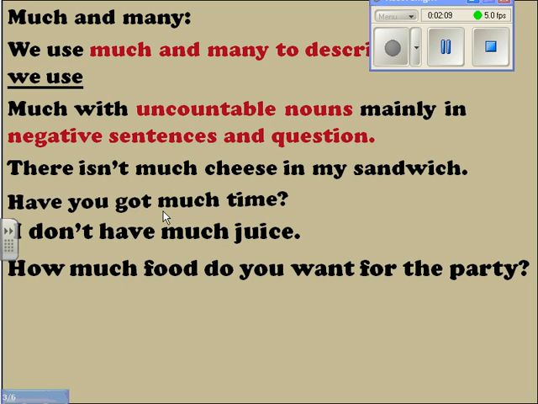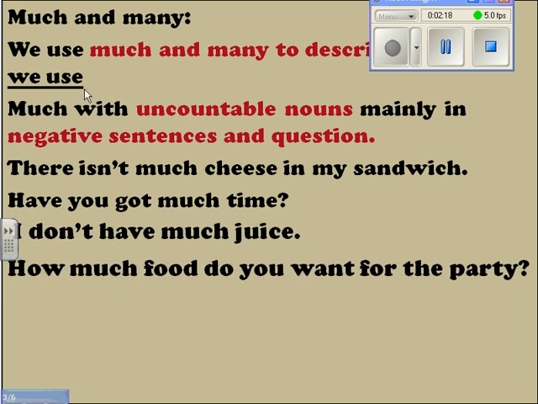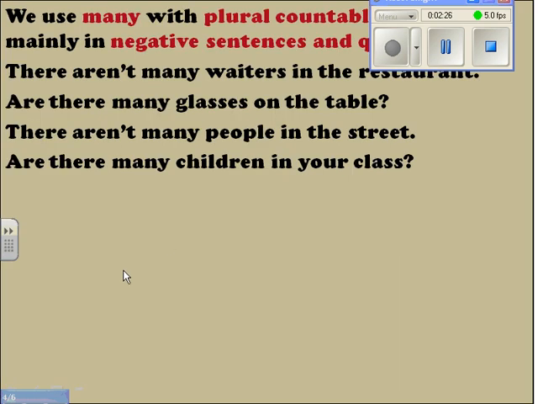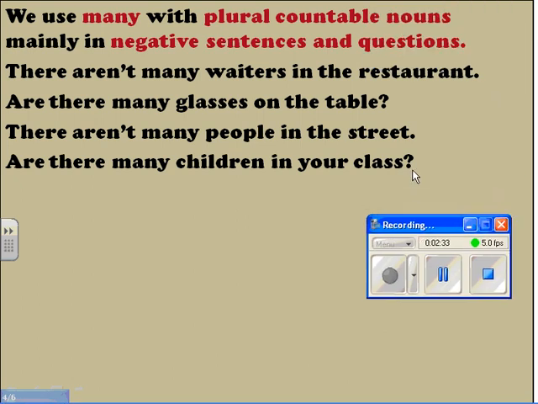Have you got much time? I don't have much juice. How much food do you want for the party? Okay, so much is used with uncountable nouns, mainly in negative sentences and questions. Let's move to many. We use many with plural countable nouns, mainly in negative sentences and questions.